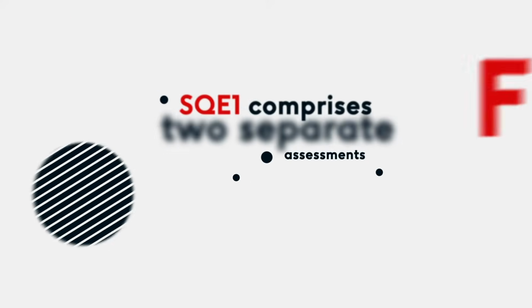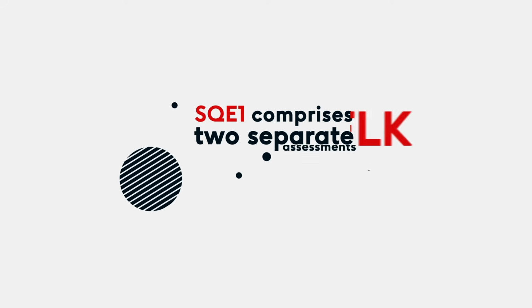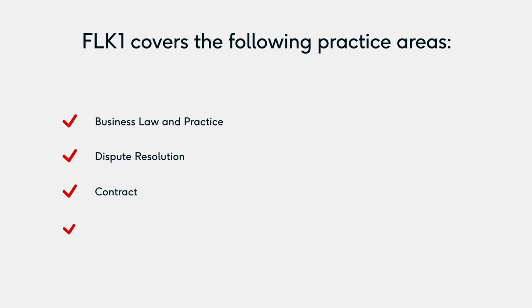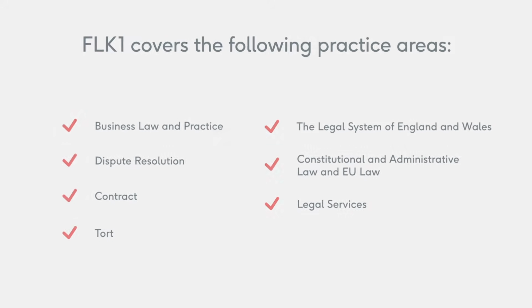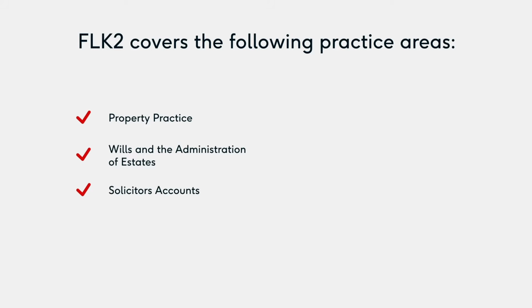SQE1 comprises two separate assessments which test functioning legal knowledge, or FLK, in a practical context. The first assessment, FLK1, covers the following practice areas: business law and practice, dispute resolution, contract, tort, the legal system of England and Wales, constitutional and administrative law and EU law, legal services. The second assessment, FLK2, covers the following practice areas: property practice, wills and the administration of estates, solicitors' accounts, land law, trusts, criminal law, criminal litigation.